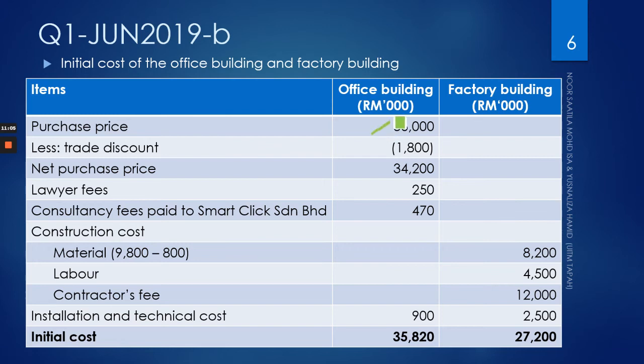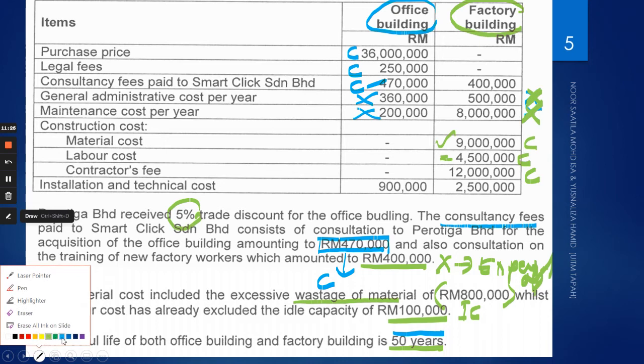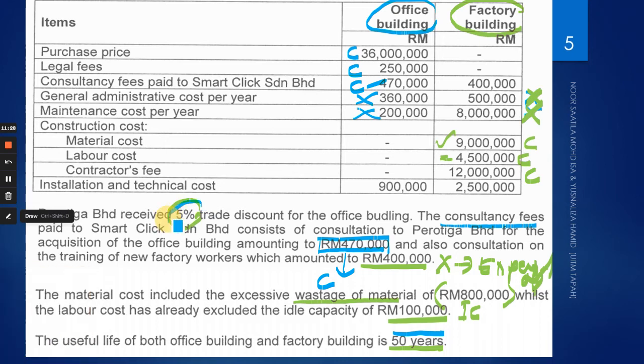Just bear in mind, just now there was the case of trade discount as well in the question. If you don't realize, let me just show you. Yes, there was a trade discount of 5% here, and that 5% is for the office building. So blue color for office building trade discount. So that must be deducted. Okay, next one.